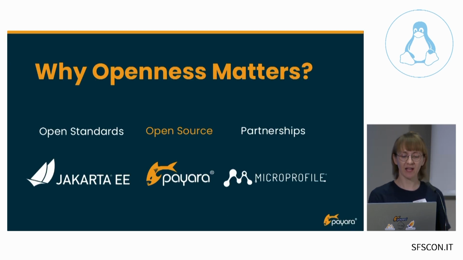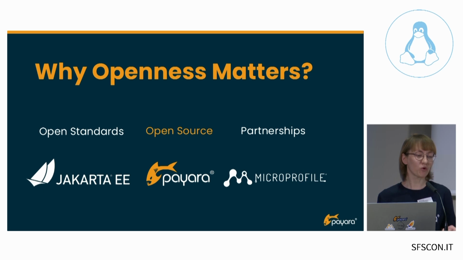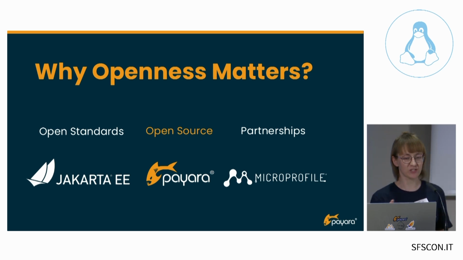Okay, so let's begin. What are the key components of openness in software development, in the context of Java development, for my universe? Open standards. Open standards facilitate compatibility by ensuring products can speak the same language, and a great example of that, which I'm going to focus on today, is Jakarta EE.